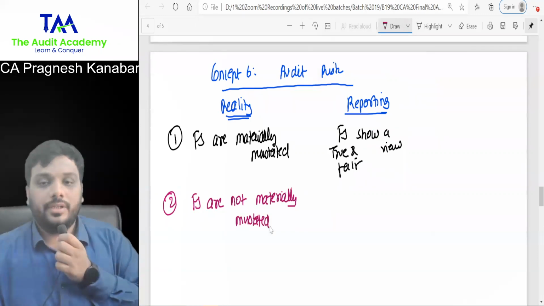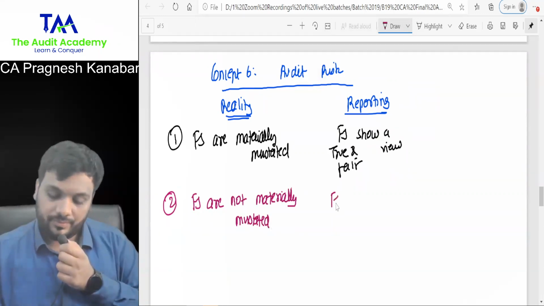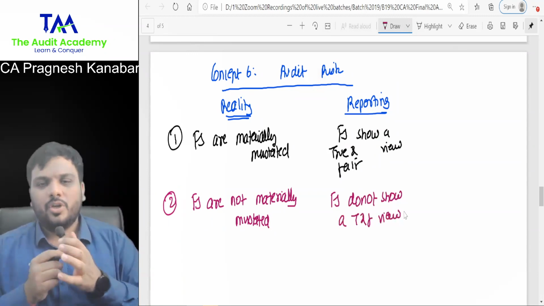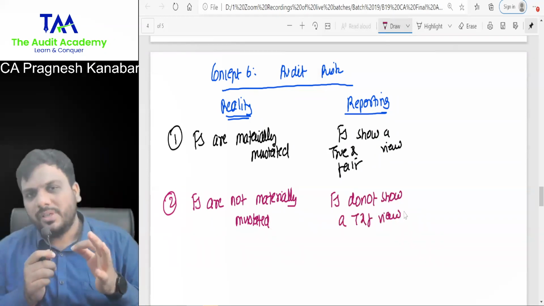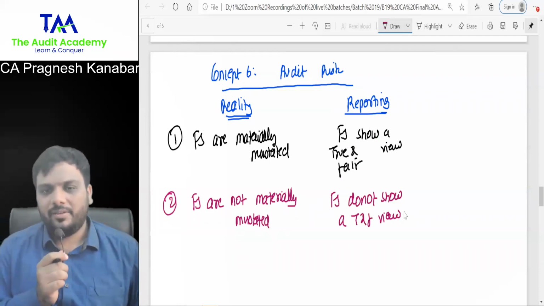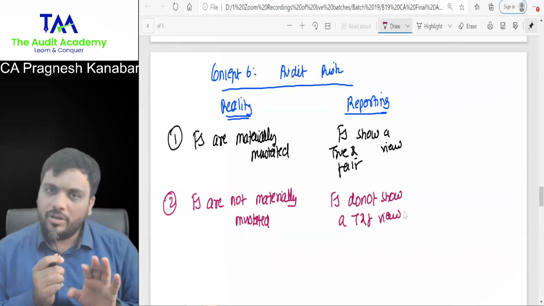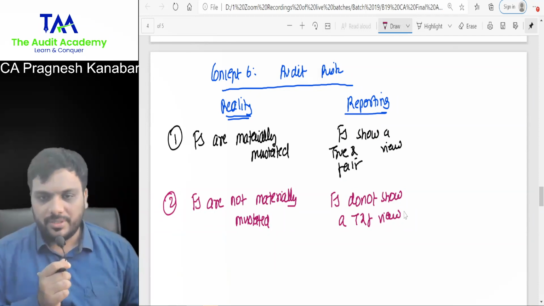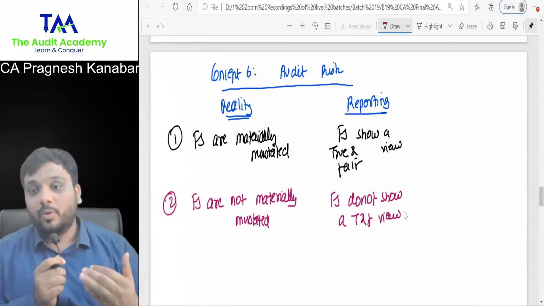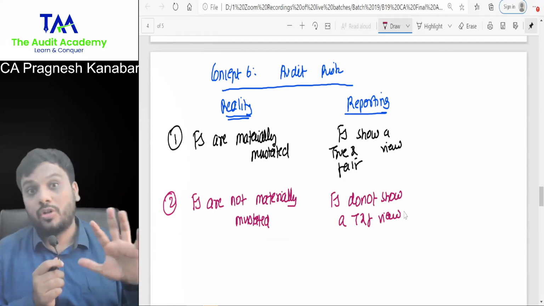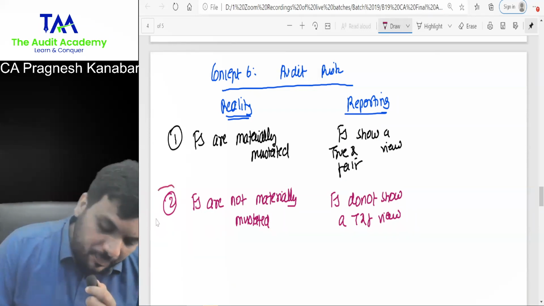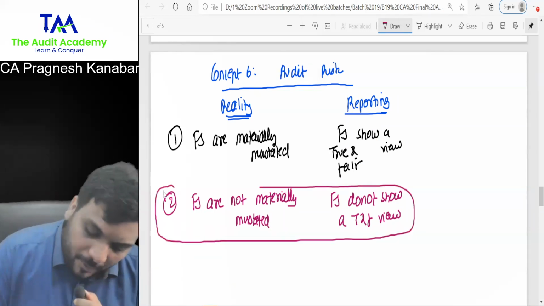And you wrote in the report that financial statements do not show a true and fair view. Do you really think that the second possibility is actually possible in practical life? Where financial statements are not materially misstated, and you wrote in the report that financial statements do not show a true and fair view. Do you really think that this point number 2 is practically possible?